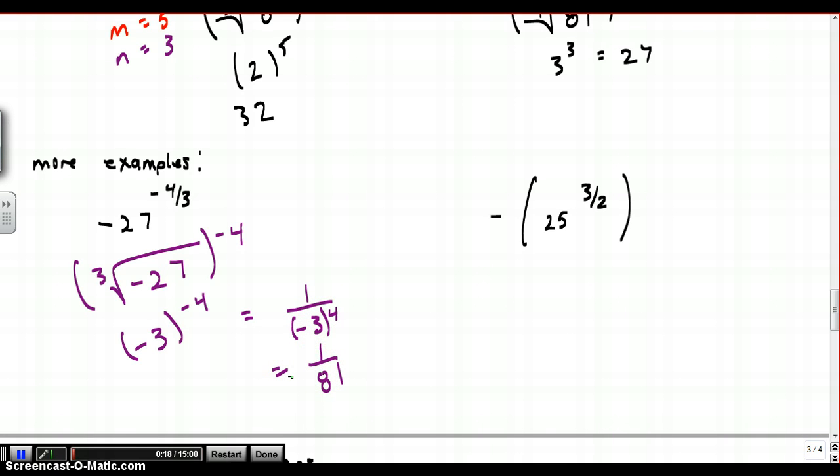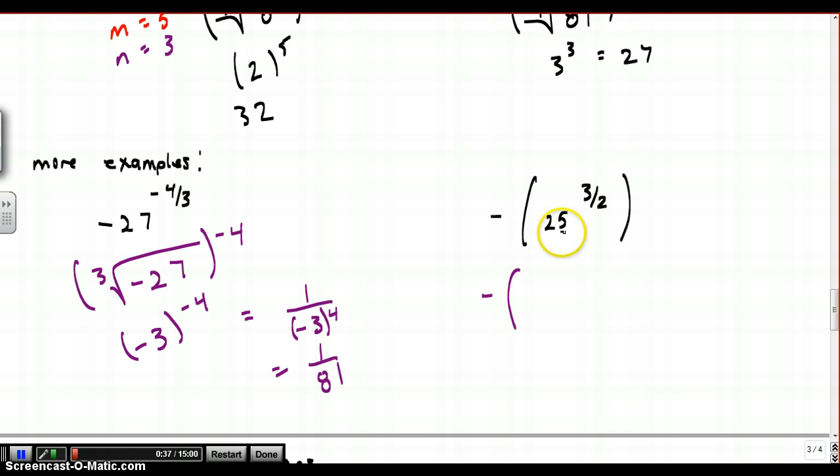So lastly, let's look at this example, and then we'll get into solving equations. This is -25 to the 3/2. Just keep in mind this negative. Basically, I'm going to go through this whole thing, and then I'm going to make the answer negative. That's what this negative tells me.